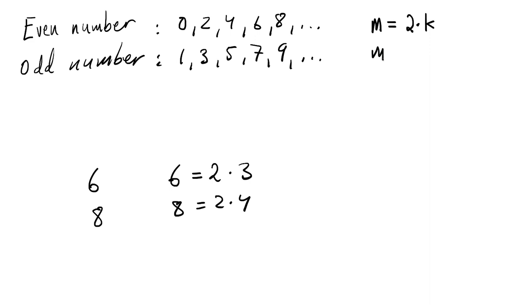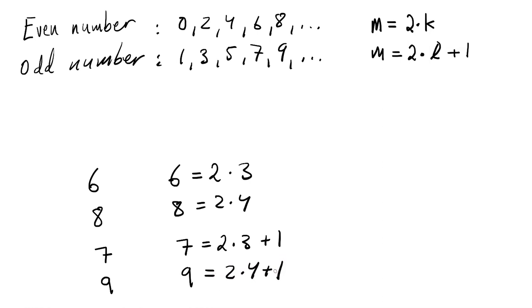And the number is odd if I can't do this. If I instead can find an integer, not necessarily the same as that one, so let's call it L, such that m equals 2 times L plus 1, then it's called odd. For example, 7 I can write as 2 times 3 plus 1. Or 9, for example, I can write as 2 times 4 plus 1. So these are the definitions of even and odd numbers.